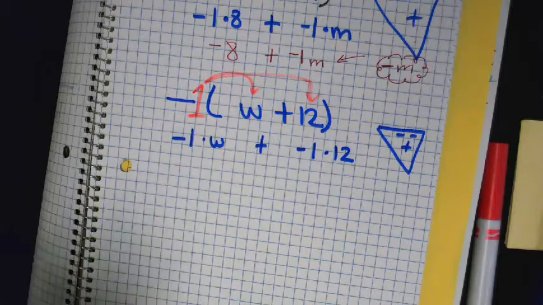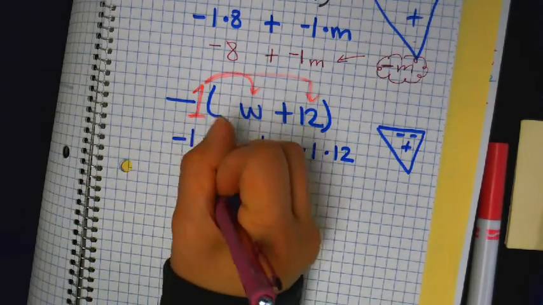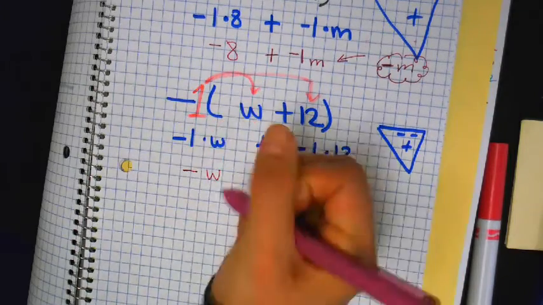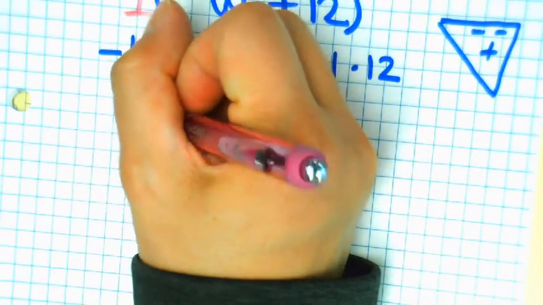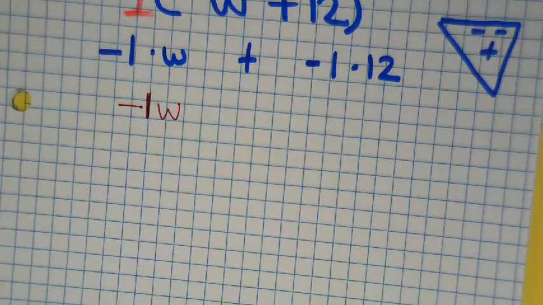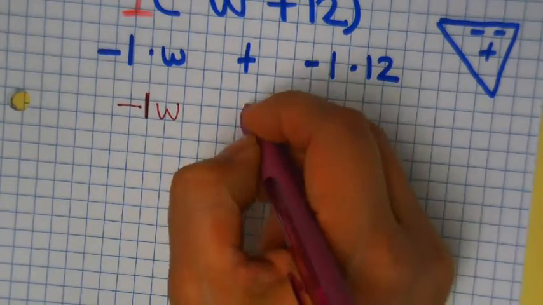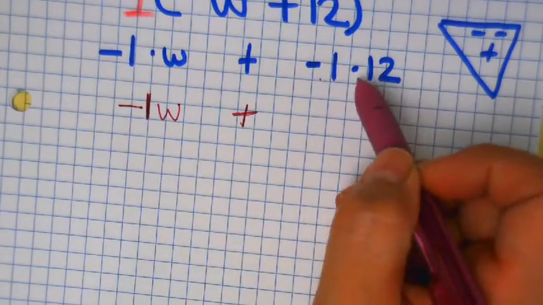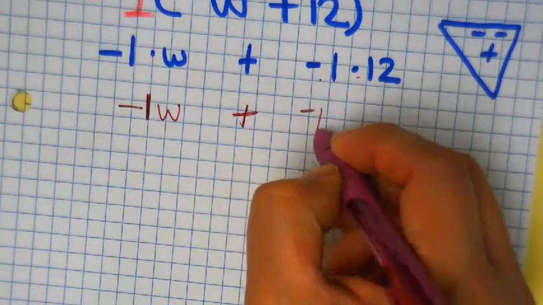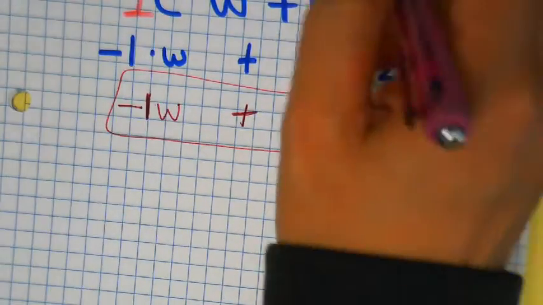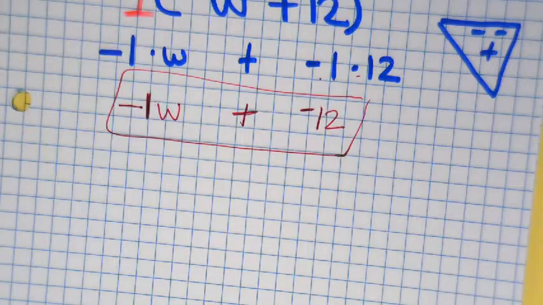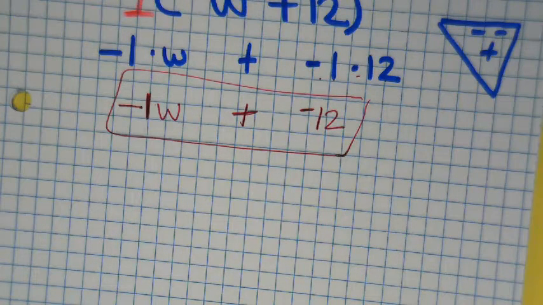All right, what's -1 times w? Negative w. Does everybody understand that? Or do I need to write the 1? I think I write the 1. It's not a big deal. I'm going to write the 1, just so everybody sees it. But if you didn't write the 1, that's cool. All right, what's -1 times 12? Negative 12. And that's it. I should box in my answers. So, how is this? Part of it's hard.